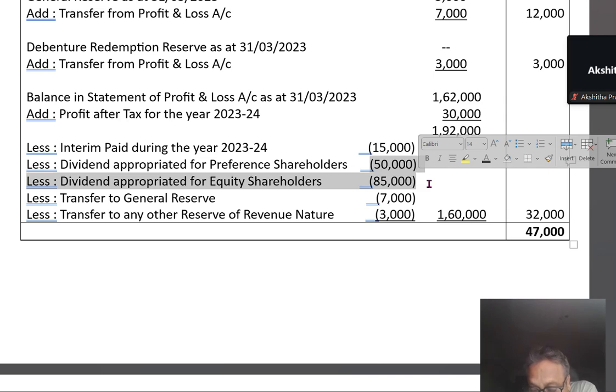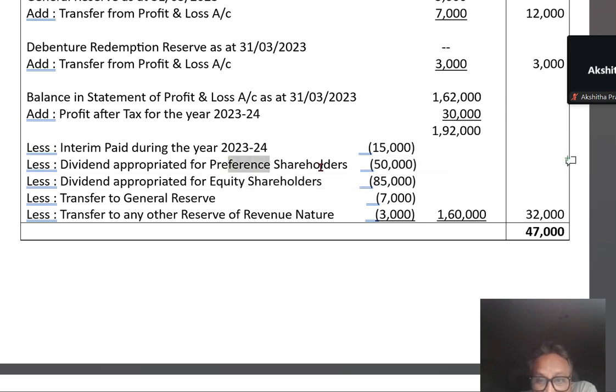And dividend out of the profits of a year can be appropriated only in the next or in the coming accounting year. I repeat, dividend out of profits of a year can never be appropriated in the same year. It can be appropriated only in the next accounting year.